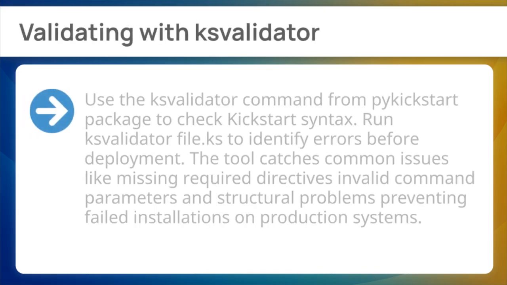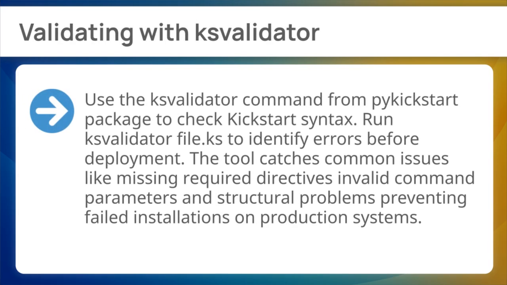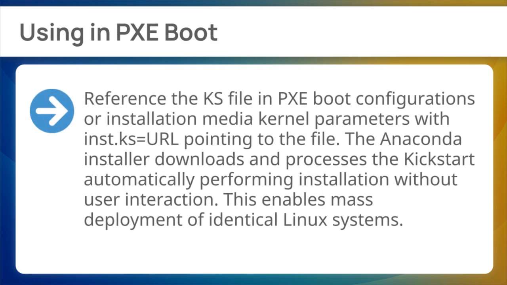Next, validating with ksvalidator. Use the ksvalidator command from the pykickstart package to check Kickstart syntax. Run ksvalidator file.ks to identify errors before deployment. The tool catches common issues like missing required directives, invalid command parameters, and structural problems, preventing failed installations on production systems.